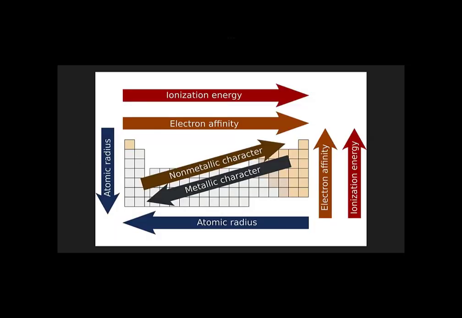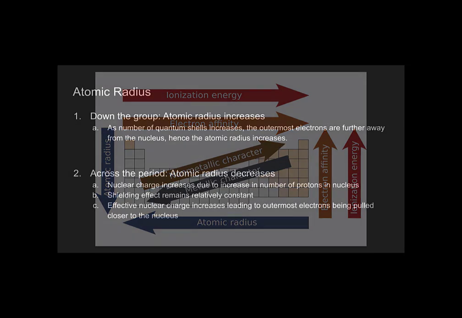As you can see in the periodic table shown here, across the period, ionization energy and electron affinity will increase, while atomic radius will decrease. While down the group, electron affinity and ionization energy will decrease, while atomic radius will increase.